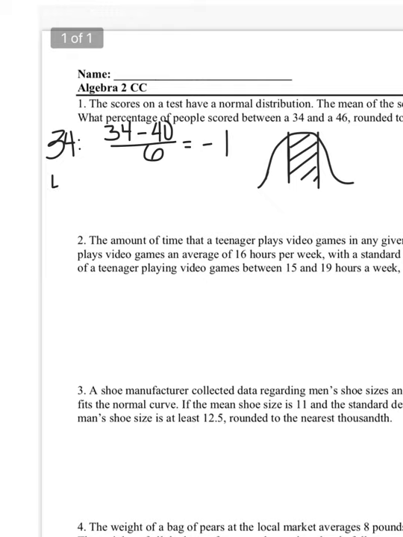Then you're going to do the same thing for 46. Okay, so this 34, that z-score is -1. So now for 46, you would do 46 minus 40 divided by 6. Now that's going to give you +1. Now if you remember from a few weeks ago, we said that the percentage of people between a -1 and 1 is about 68%. That's the empirical rule. 1 standard deviation away, going in both directions, represents 68%. 2 standard deviations away represents 95%, and 3 away represents 99.7%.